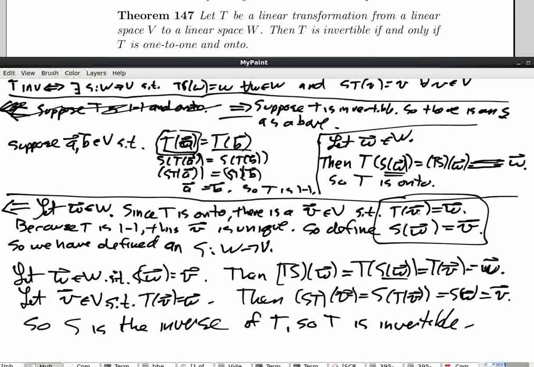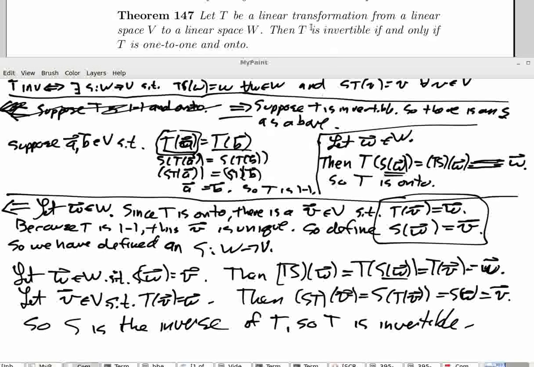But that means, so if you have T of v1 equal w and T of v2 equal w, and they're not the same, then S of w would be equal to v1 and it would equal v2. That means it's not a function, because it would fail the vertical line test. Because it would have two outputs for the same input, and you won't know what the output is. So that is all. I've proved this. We're done.